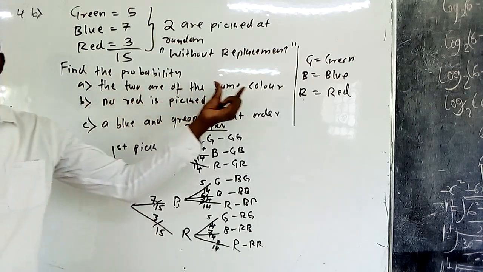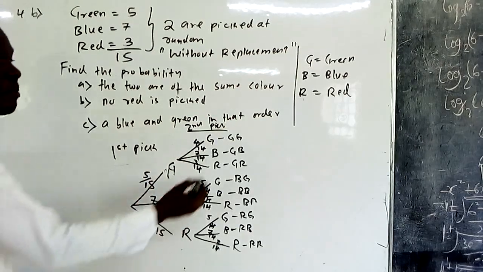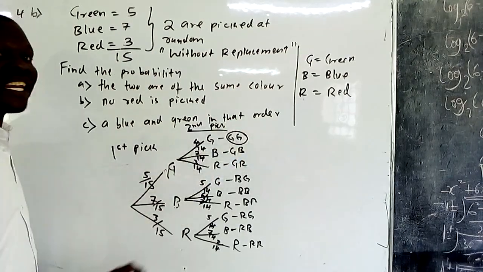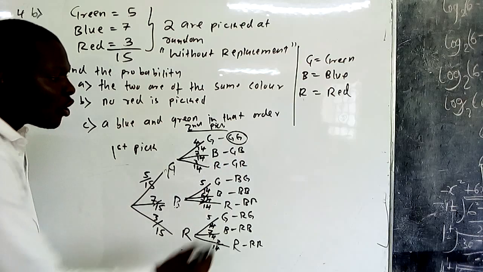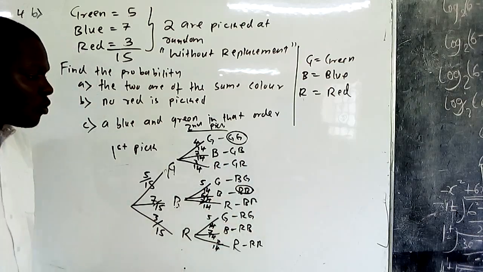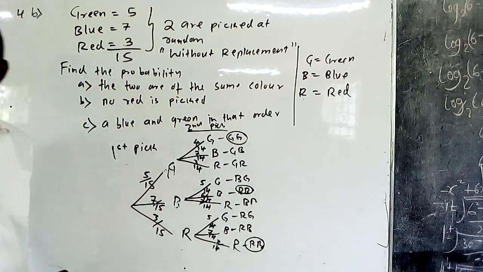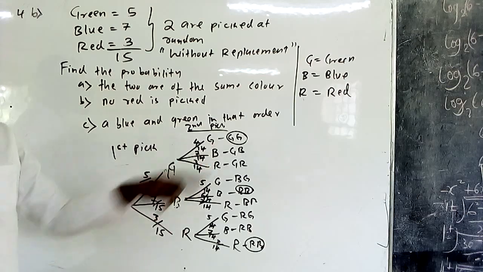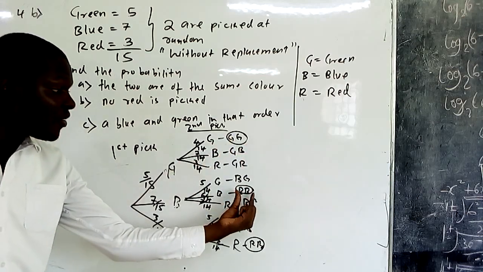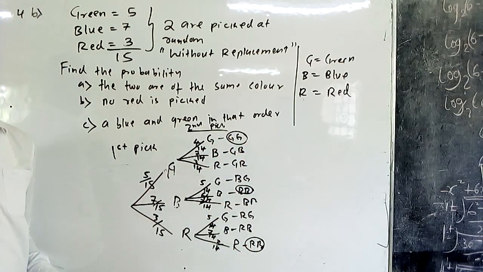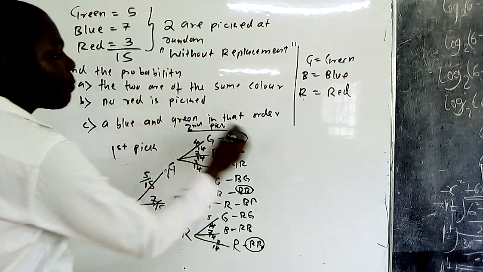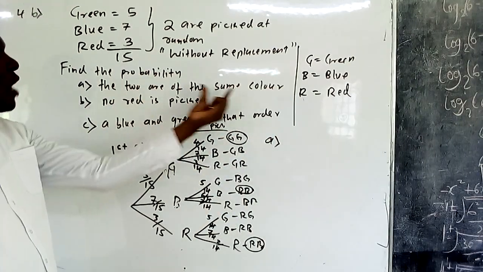The two are of the same color. So for the two to be of the same color, either both of them are green, or both of them are blue, or both of them are red. So it means the two of them are the same color. Either this, or that, isn't it? So it is the probability for part A. Two of them are of the same color.